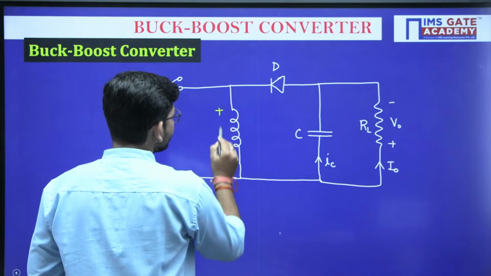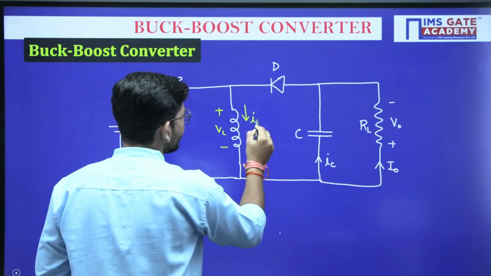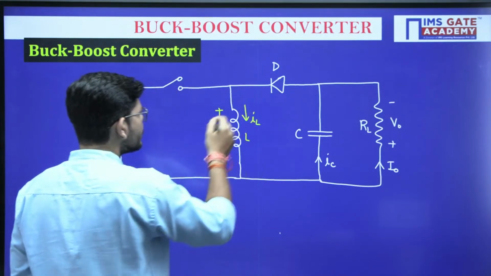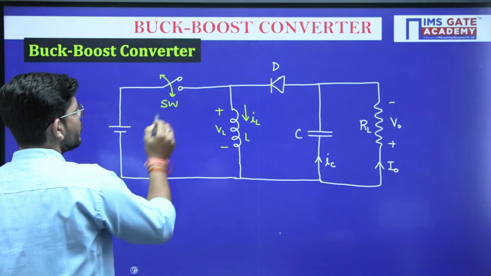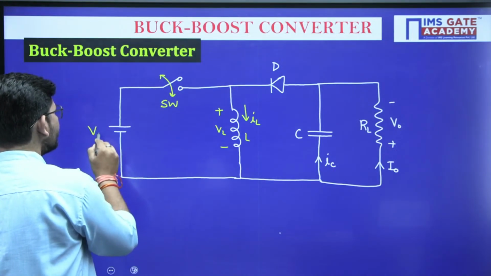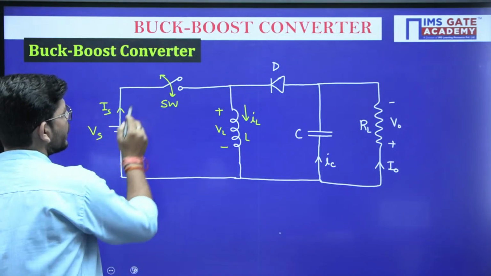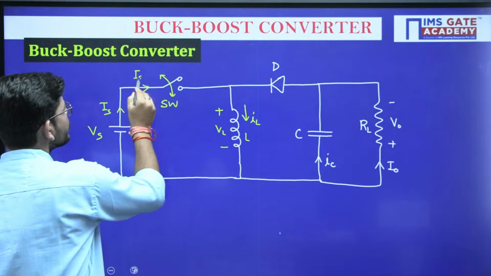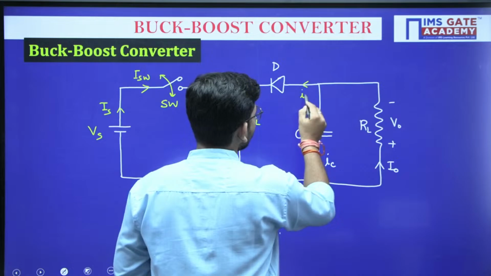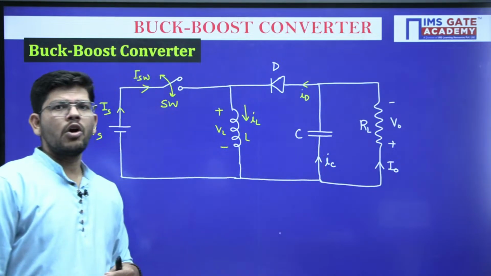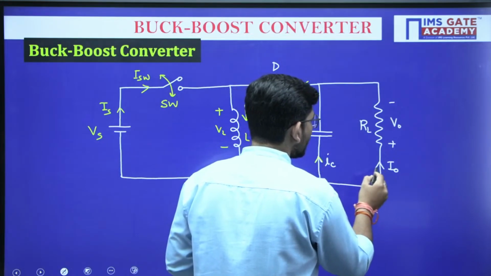Inductor polarity is taken positive if it is in this direction, and inductor current will be treated as positive if it is flowing in this direction. This is the switch that we have, and this is the DC voltage that we have. This is the source current, and here it will be the switch current. So this is the circuit that we have, and this will be my diode current. All these parameters we have in this circuit, and this is the circuit diagram of a buck boost converter.